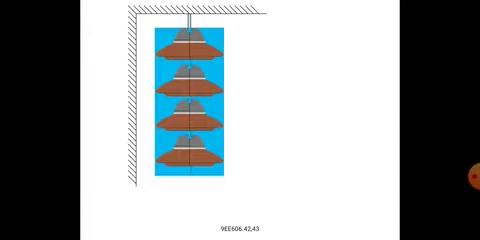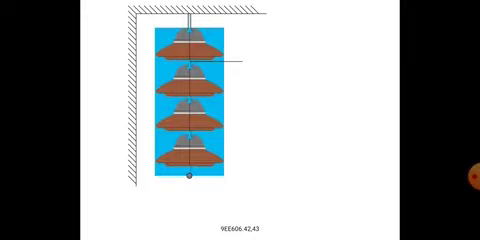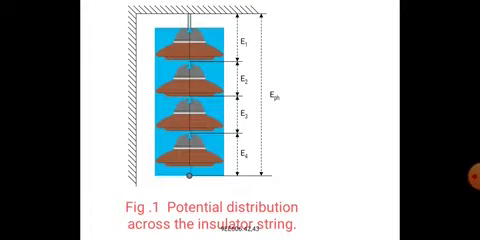Hence the arrangement may be represented as shown in the figure, where each disc contains one capacitance, that is E1, E2, E3, E4. So here four discs are connected. This shows the potential distribution across the insulator string.